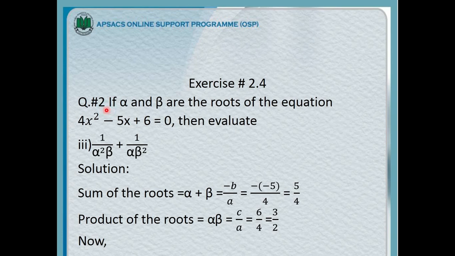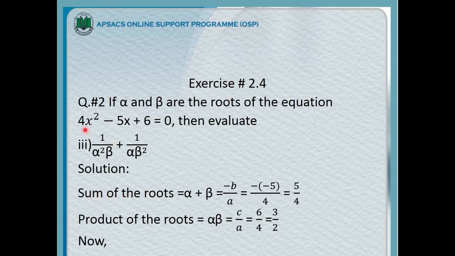So students, I am going to explain question number 2 of exercise 2.4. In this question, alpha and beta are the roots of the equation 4x square minus 5x plus 6 equals to 0, and we are required to evaluate the value of 1 upon alpha square beta plus 1 upon alpha beta square. So let's start with the sum of the roots of the given equation.